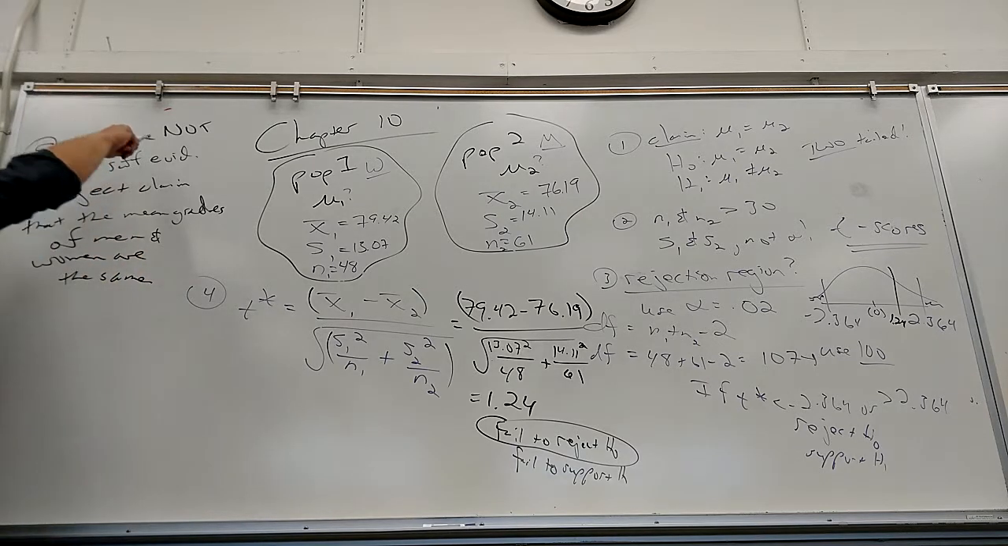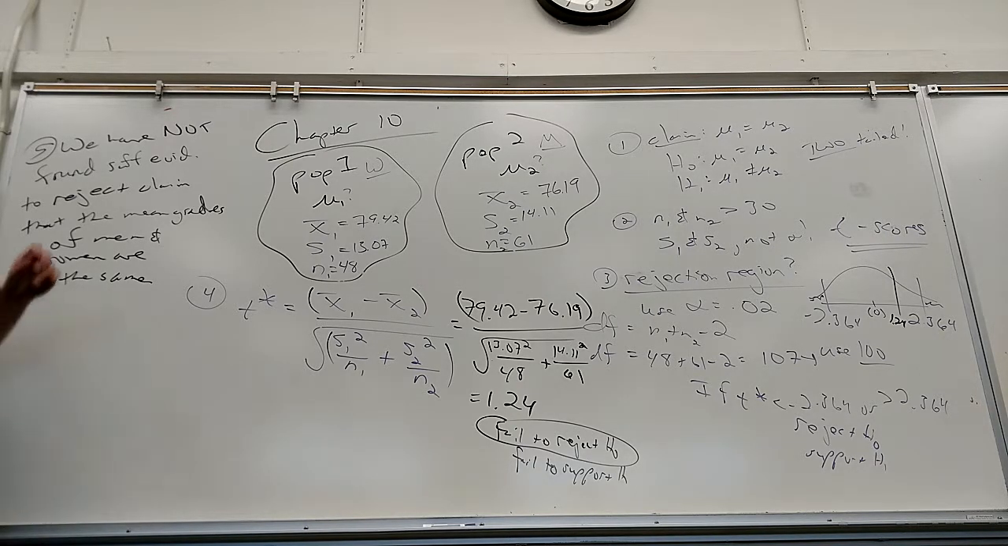We have not found evidence to say that they're not the same. I love that. Math goes double negatives all day long. We have not found sufficient evidence to reject the claim that the mean grades of men and women are the same. Now, careful, this is not proving they're the same, but this is saying it's not sufficient evidence to say they're not the same.